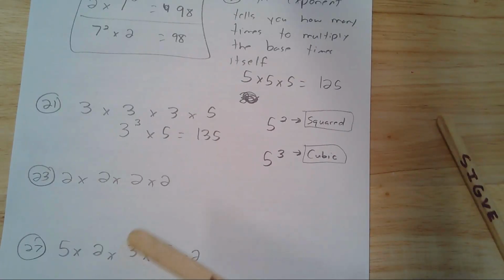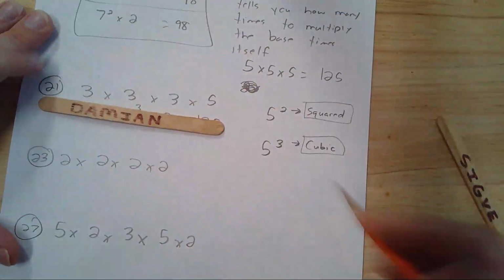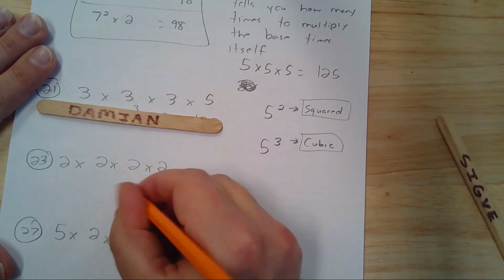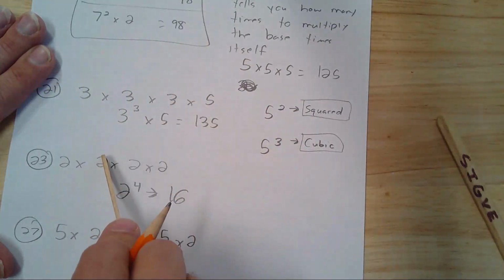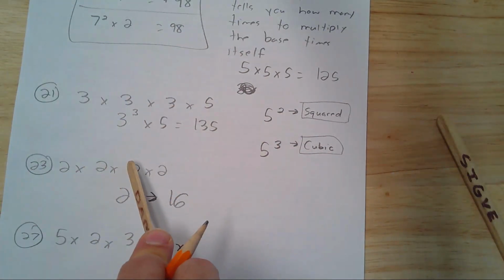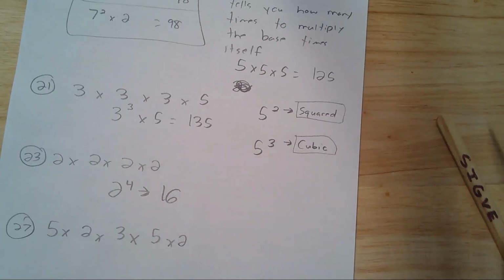23, Damien. All right, so 2 to the 4th, yep, and then that's 16. 16. 2 times 2 is 4. 4 times 2 is 8. 8 times 2 is 16. Good. 27, Dom.